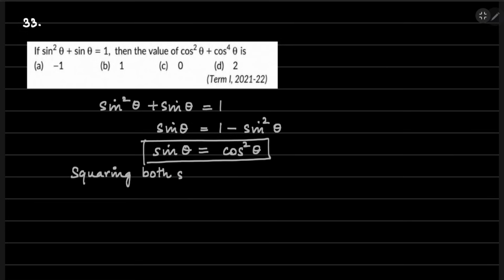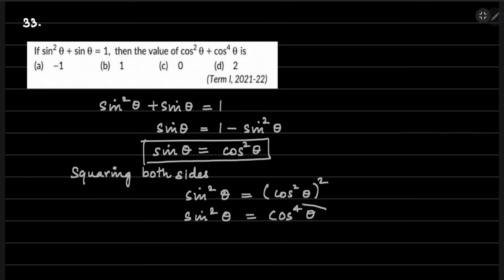Squaring both sides, you would get sine square theta is equal to cos square theta the whole square. So what is a square the whole square? It's a to the power 4. So similarly, cos square theta the whole square will be cos to the power 4 theta, which is equal to sine square theta. So this is another important value that you need in order to answer this question.